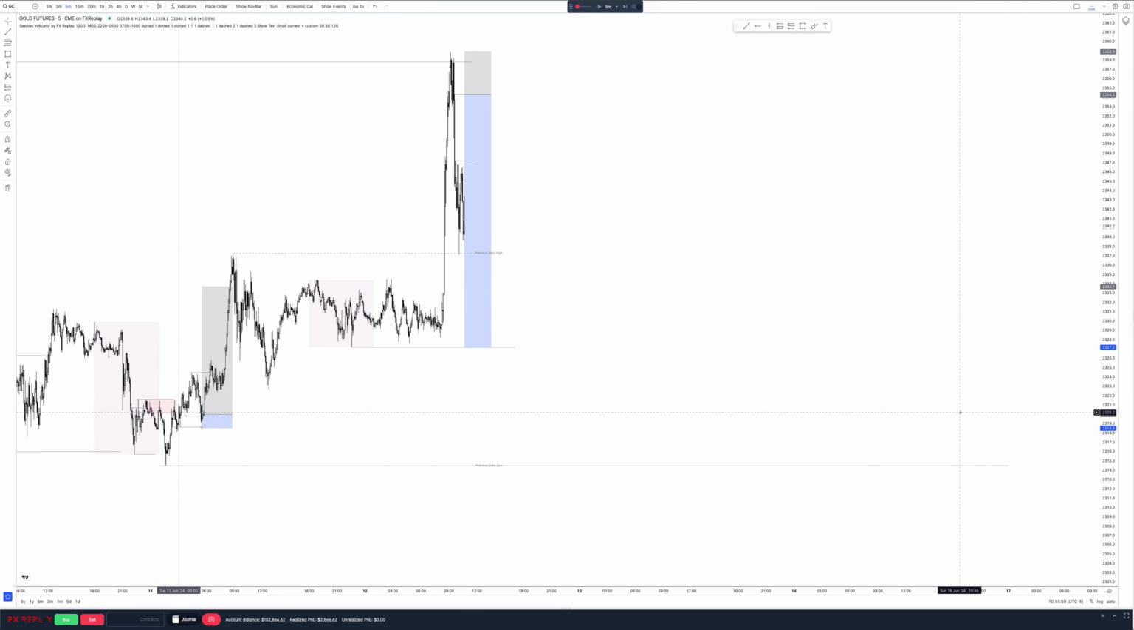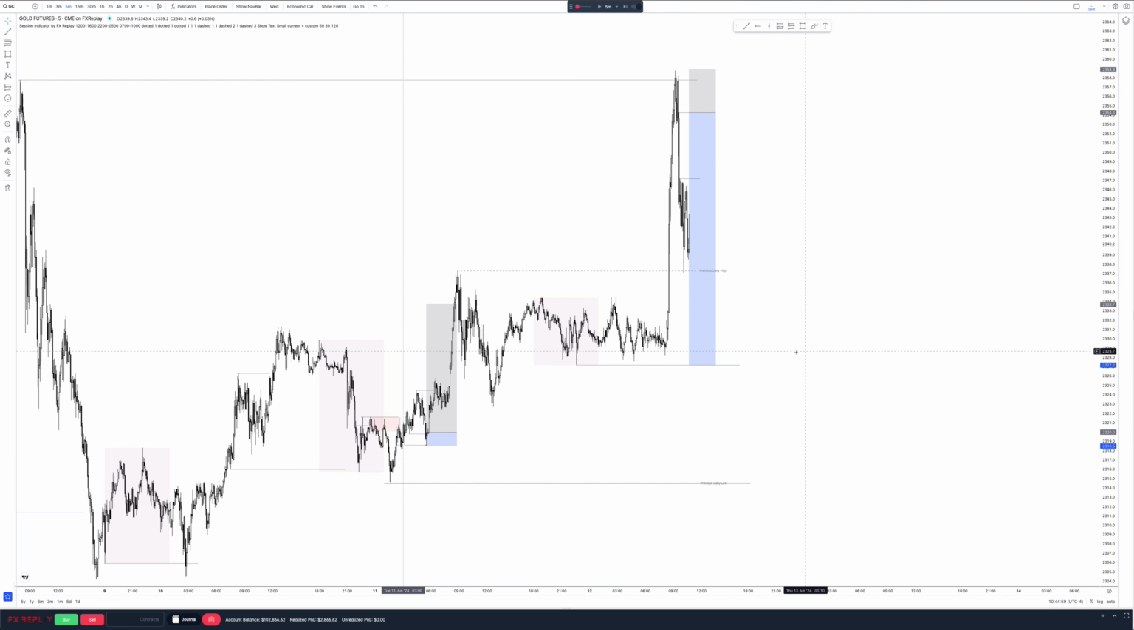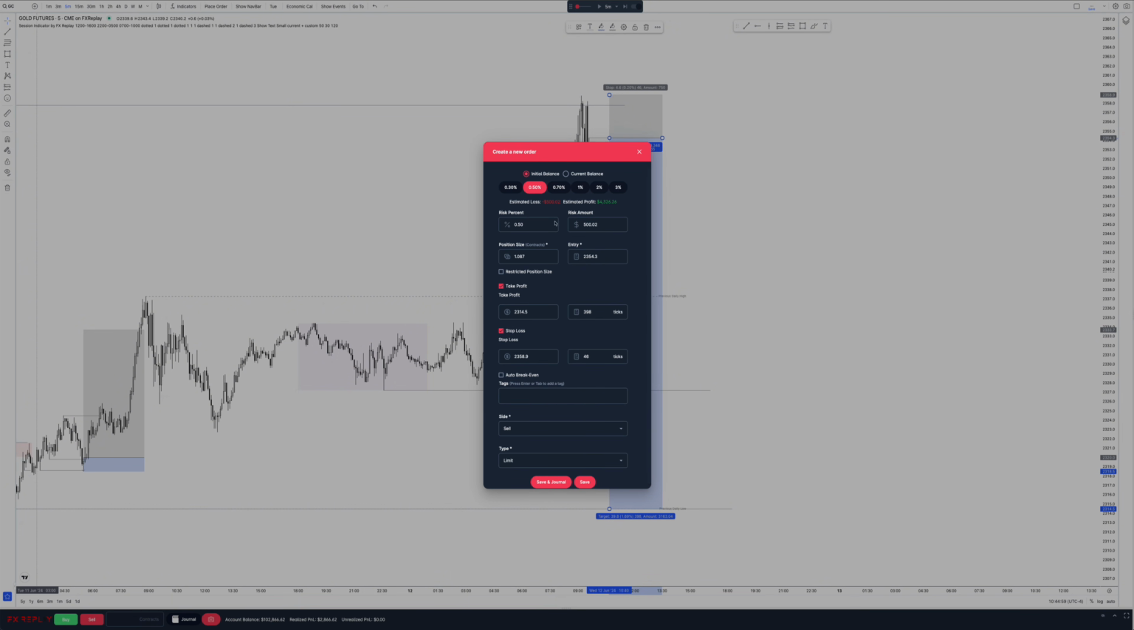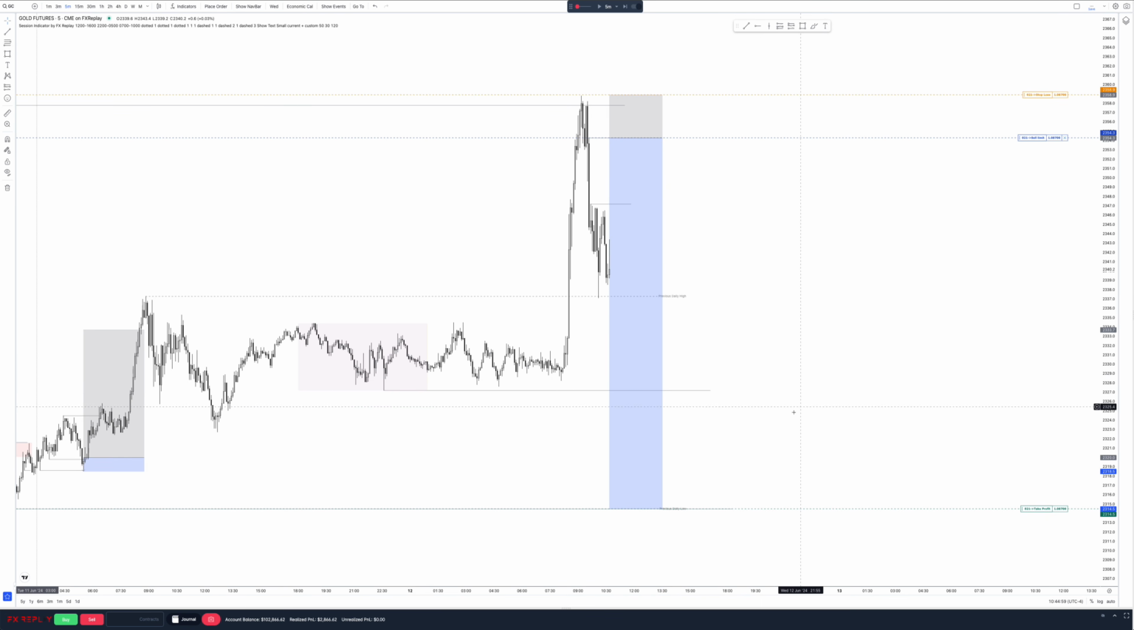So that's where our TP will be. But this right here, this Asia low over here, would be our partial point. So yeah, let's see. All right. Oh, I need to put a limit. Place order. 0.5%. Sell limit. Save. Okay. Let's see what happens.